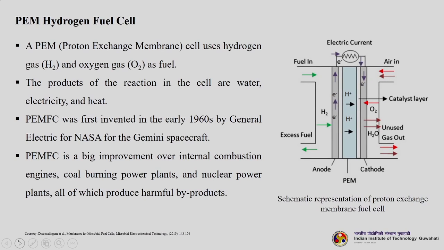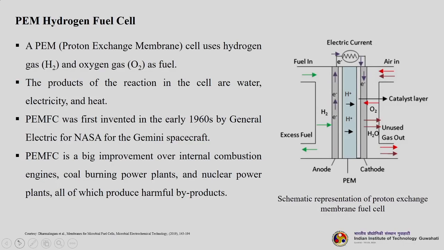So, the next and last topic which we are going to discuss in today's class is the PEM hydrogen fuel cell. You know, fuel cells have been gaining a lot of importance for a few decades. The first PEM fuel cell was actually designed by General Electric for one of NASA's spacecraft, known as Gemini, in the 1960s, long back. PEM means proton exchange membrane cell, which uses hydrogen and oxygen as fuel. The products of reaction in the cell are water, electricity and heat.